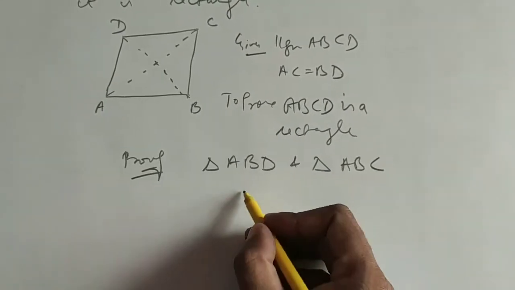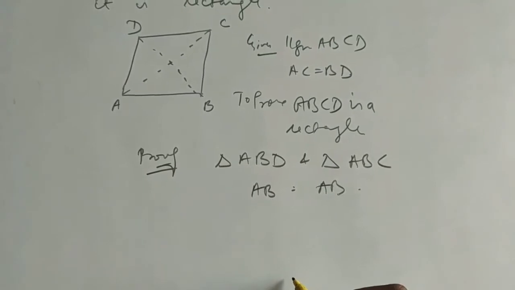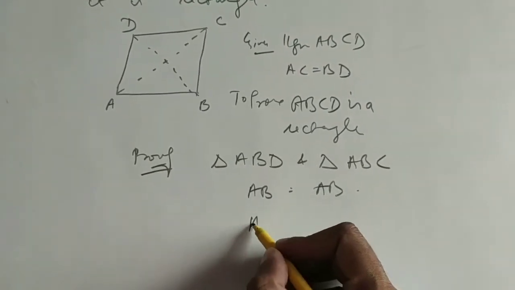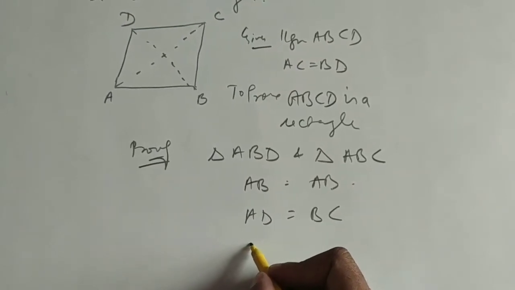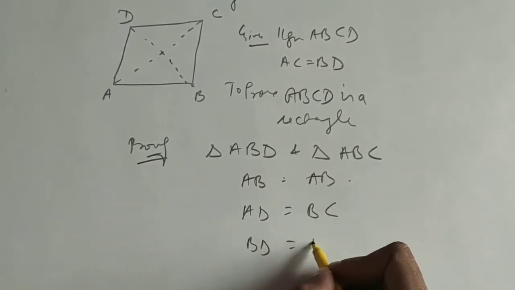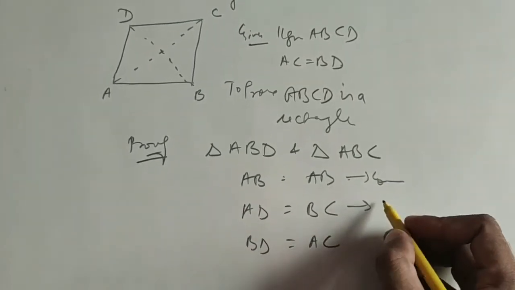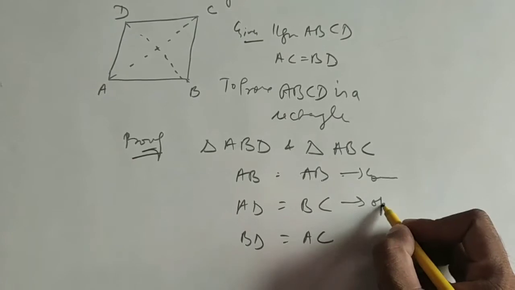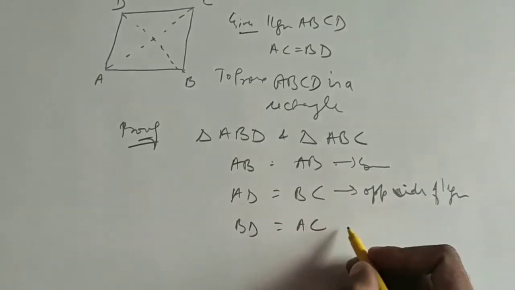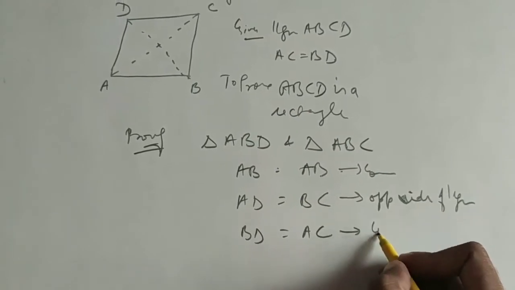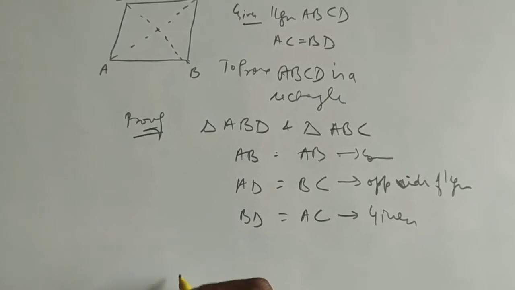How can we prove it? We can clearly see AB is common to both the triangles. There is a side AD which is equal to BC, because opposite sides of a parallelogram are equal. And BD is equal to AC, which is also given, that diagonals are equal. So by SSS, the triangles will be congruent.